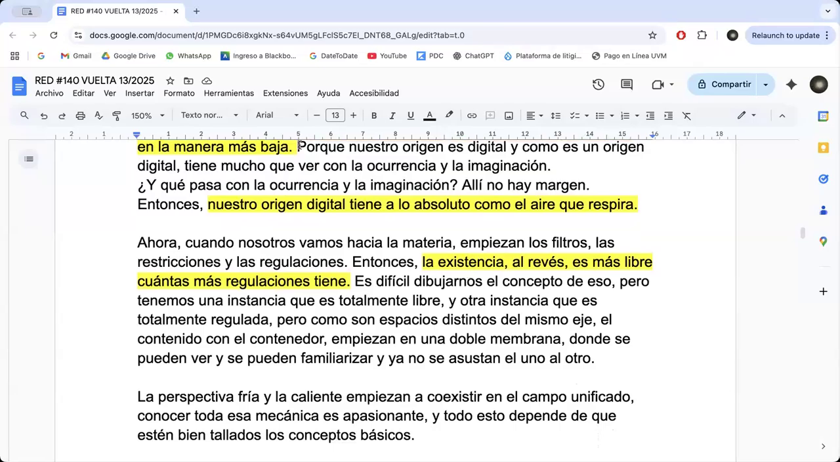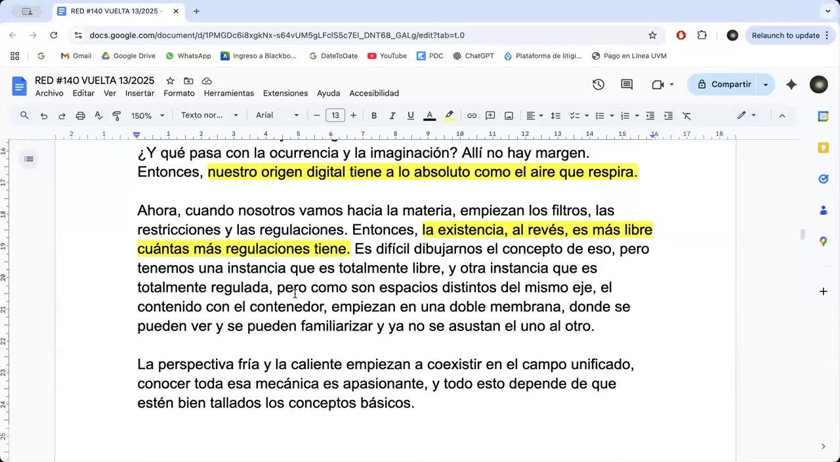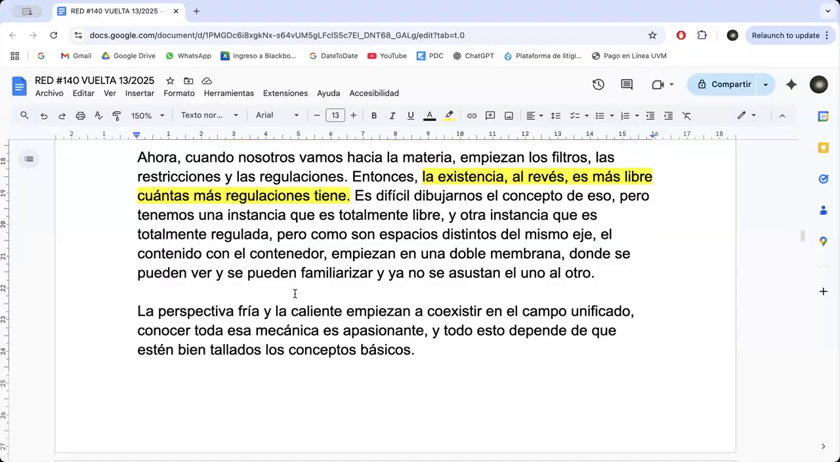So why? Because now she starts talking about something, and she says, our origin is digital. And because it is a digital origin, it has a lot to do with occurrences and imagination. And what is the thing with occurrences and imagination? There is no margin there. There's no restriction. So our digital origin has the absolute as a natural. Our digital origin takes the absolute and has the absolute as something completely natural. But when we go towards the matter, the filters begin, the restrictions and the regulations begin.